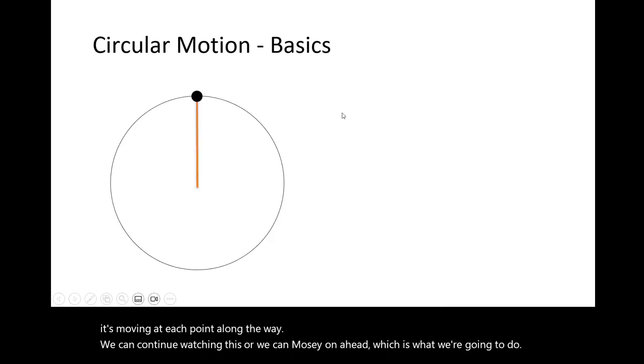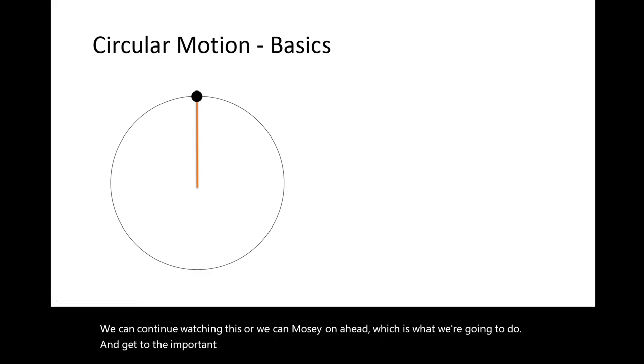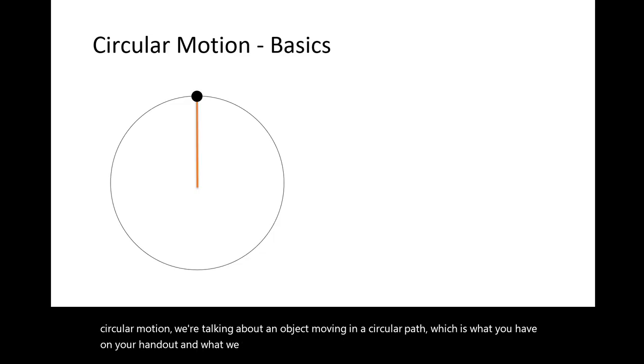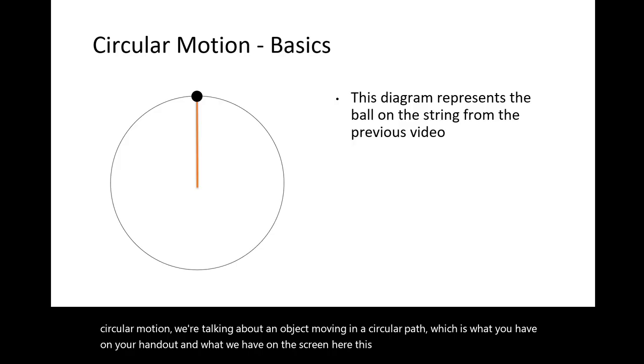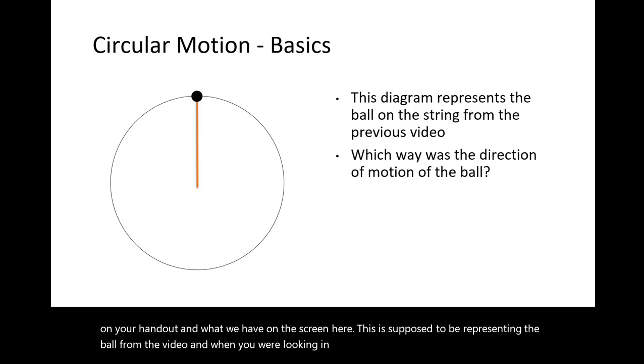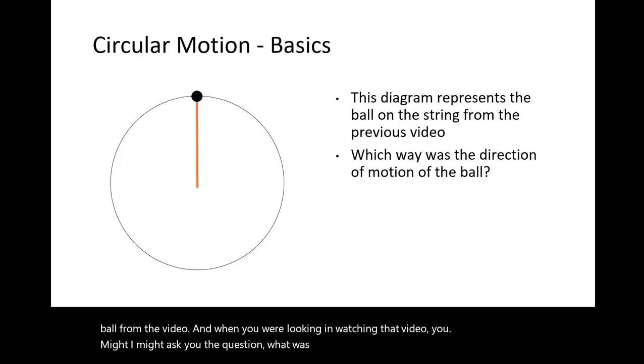And get to the important stuff, some of the basics of circular motion. When we're talking circular motion, we're talking about an object moving in a circular path, which is what you have on your handout and what we have on the screen here. This is supposed to be representing the ball from the video, and when you were watching that video, I might ask you the question, what was the direction of the ball?